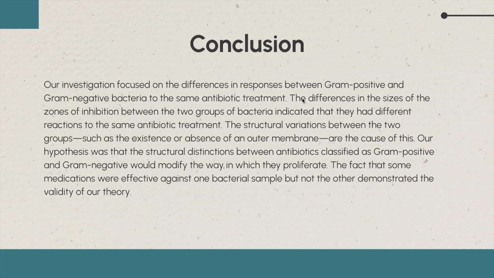In conclusion, our investigation focused on differences in responses between gram-positive and gram-negative bacteria to the same antibiotic treatment. The differences in the sizes of the zones of inhibition between the two groups of bacteria indicated that they have different reactions to the same antibiotic treatment. The structural variations between these two groups, such as the existence or absence of an outer membrane, are the cause of this. Our hypothesis was that the structural differences between gram-positive and gram-negative bacteria would modify the way in which antibiotics affect them. The fact that some medications were effective against one bacterial sample but not the other demonstrated the validity of our theory.